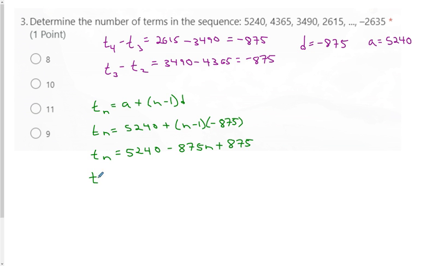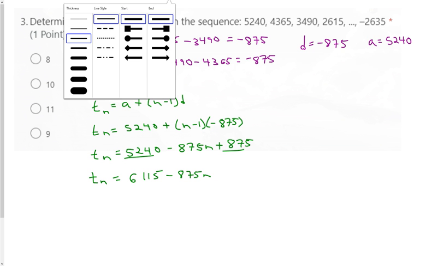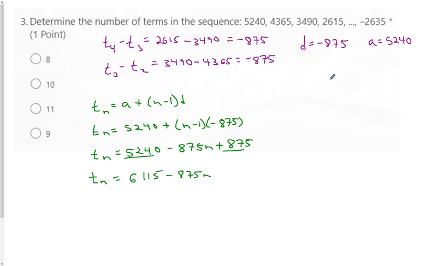Okay, let's collect our like terms. We've got a regular number here and a regular number here. Let's collect those like terms together. So we're going to end up with 6,115 minus 875 times n. That's our general term. That would allow us to find any number in there. But we want to find how many terms are in this sequence when we've got a whole bunch missing in the middle. So we're going to use our general term in a slightly different way.